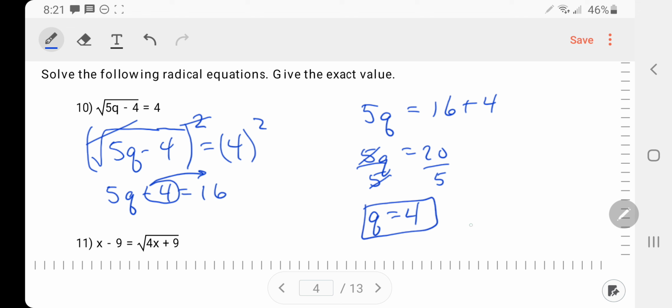You can plug that back in and check it if you like. 5 times 4 is 20. 20 minus 4 is 16. And the square root of 16 is 4. So it does check out. And that's it for the first part of the practice final exam for college algebra.